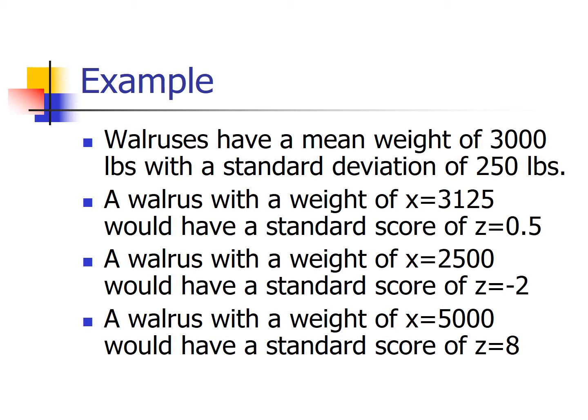Our third walrus is Black Bart. Oh man, Black Bart is a brute of a walrus, right? Never a more foul-tempered, black-hearted walrus will you ever meet. And Black Bart weighs 5,000 pounds. Oh my. 5,000 pounds. And if I did the math correctly, and you compute Black Bart's standard score, you get a z-score of 8. Wow. 8. Now that's something to talk about.